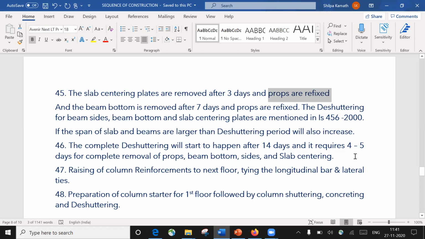Usually, if you're constructing a big building, I require 4 to 5 days to do the de-shuttering. So it requires 4 to 5 days for complete removal of all the props, beam bottom, sides, and slab centering. Let us say today you are done with the casting of a slab, so you have to wait for 14 days for those props to remain in their position. And after 14 days we'll try to remove the props, and it requires me 3 to 5 days to remove all the materials from that particular slab.